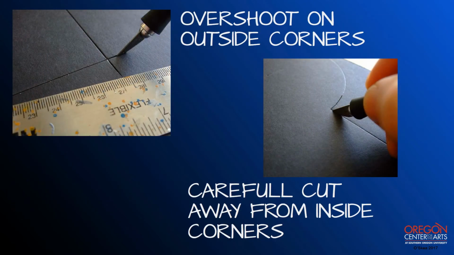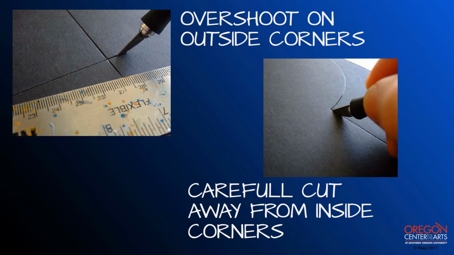Overshoot on outside corners, because remember, you're cutting at an angle, your blade is a triangle, so if you stop right at the corners, then you've got a triangle shaped bit that's not cut down below on the other side. So just keep on going over the corners if it's okay to, that's waste area. That's the easiest way to do it.